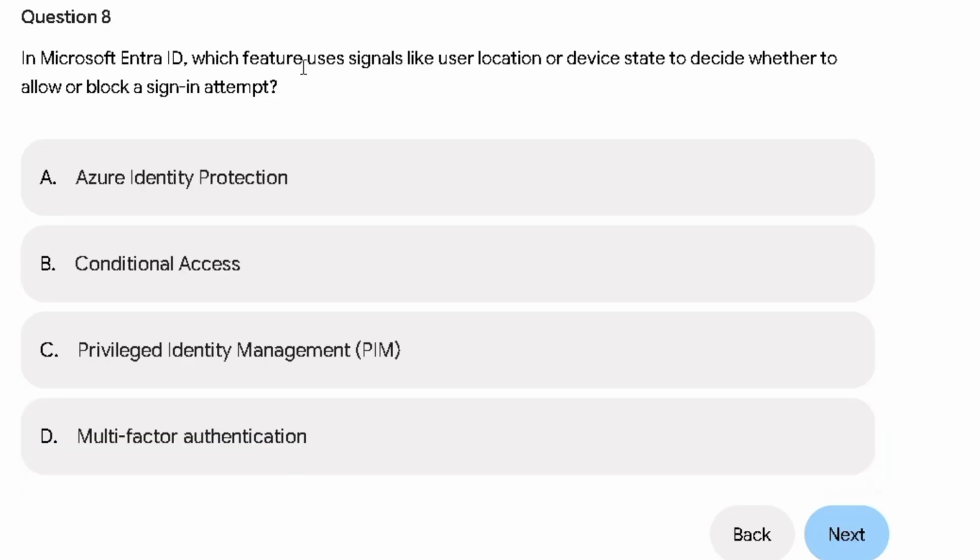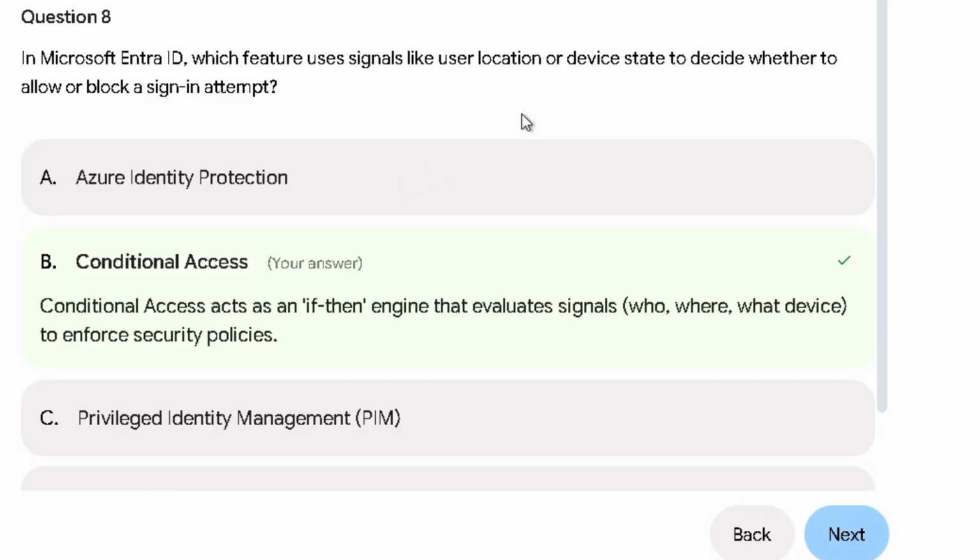Next question, question number 8. In Microsoft Entra ID, which feature uses signals like user location or device state to decide whether to allow or block a sign-in attempt? Trick question right here, guys, but how can we identify this? We're talking about user location or device state. I don't think I explained this on the day, but if you ever see user location or device state, this is going to refer to conditional access, because conditional access allows me to set from which location or for which device I can access my Azure resources.